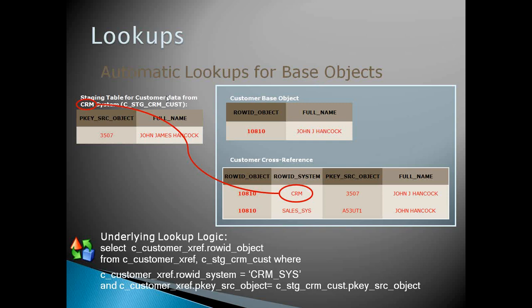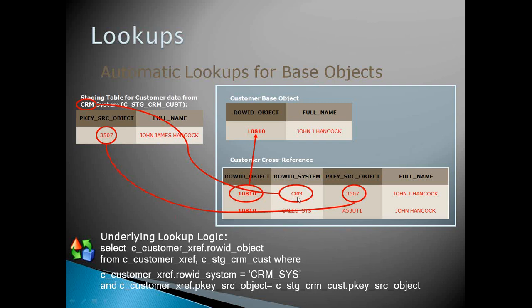When I do that, MDM checks two things. First, the system name, here I am loading the data from a CRM system. So it will go and check whether for the CRM system, the PK source object, or the primary key we pass, is present or not. Here it is able to find this combination, that for the CRM system, the PK source object we are passing, 3507, is present. This means that this record is coming as an update. So I am sending this record, the full name, as an update.